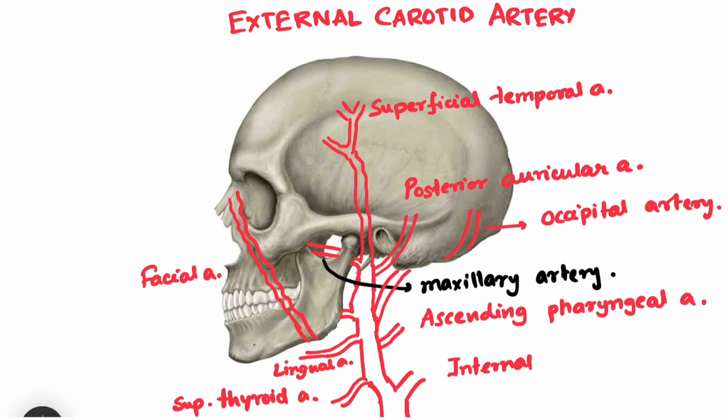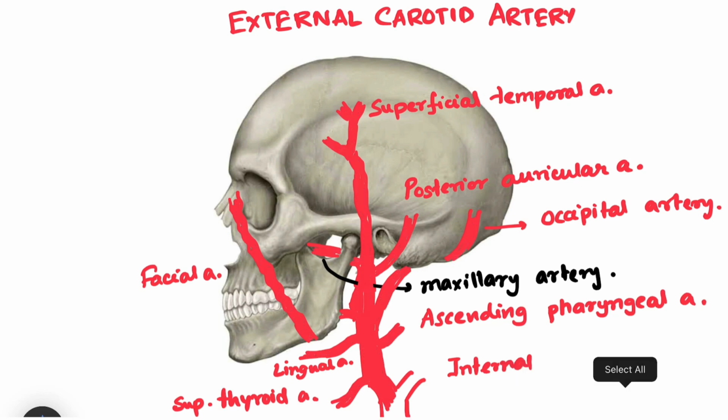So now if we have to summarize the different branches of the external carotid artery, then what happens? The external carotid artery is a branch of the common carotid artery along with the internal carotid artery. Now the first branch it gives off is the superior thyroid artery, then it gives off the lingual artery, then just behind the lingual artery it gives off the third branch which is the ascending pharyngeal artery, then it ascends again and gives off the facial artery, which is the fourth one. After the facial artery it gives off the maxillary artery, which is the fifth branch.